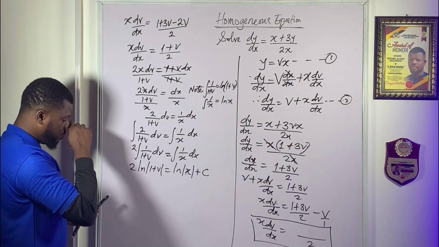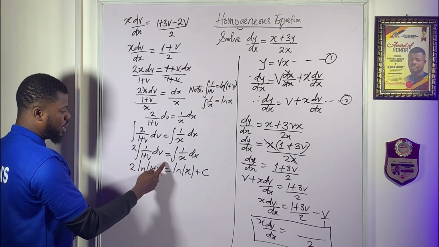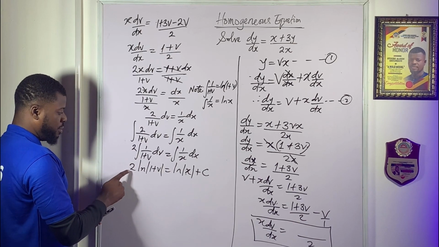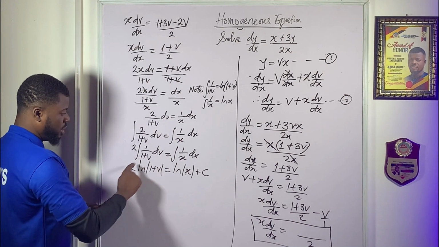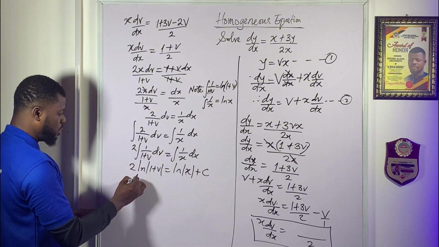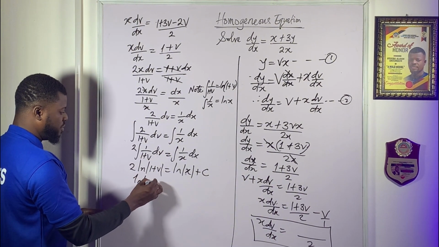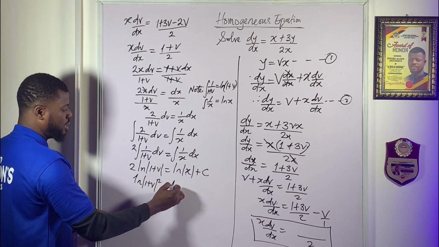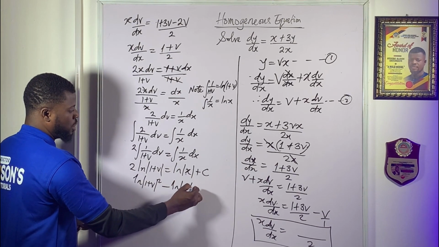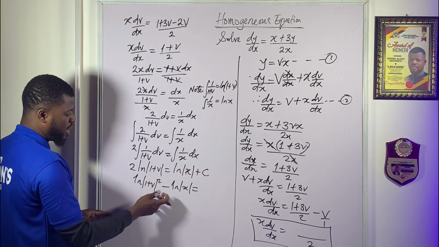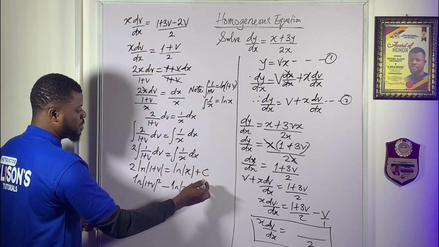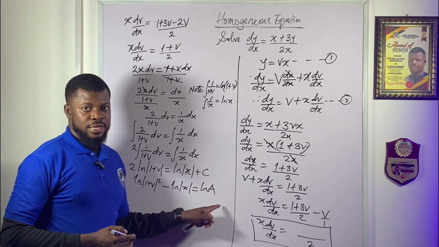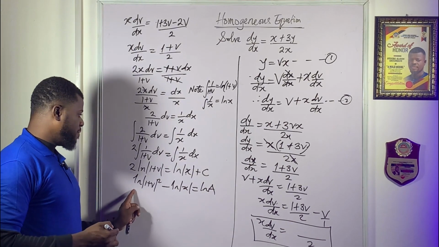Okay, according to the logarithm power law, if you have this 2 in front of the logarithm, we can still take it to the power. If you have it as a power, we can still bring it in front. So let's take it up. So we have ln of (1 plus v) all squared, minus, let's take this ln x to the left hand side, equal to this c. Because we are having ln everywhere, we can say let c be equal to ln a. We can replace this c with ln a so that we have the same ln everywhere.